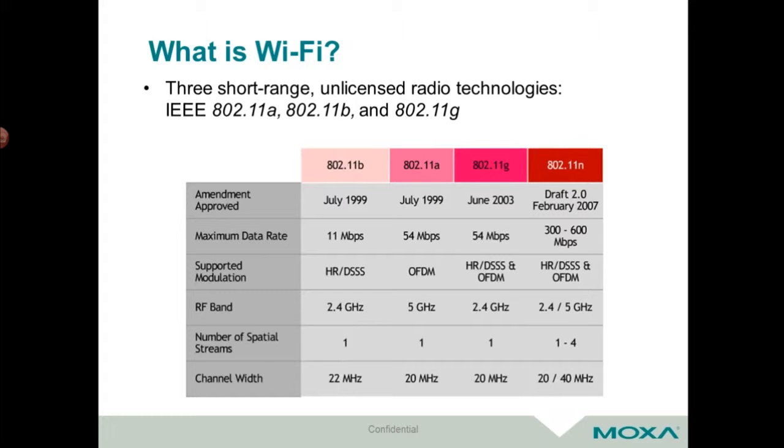802.11a and b were ratified back in 1999. I know that was a long, long time ago. For those of you who remember how to party like it's 1999, that's when those were ratified. They were both created to address different needs. 802.11b was created for longer distance, whereas 802.11a was created for higher speed but shorter distance. 802.11a operates on 5 gigahertz frequencies, and 802.11b operates on 2.4 gigahertz frequencies.